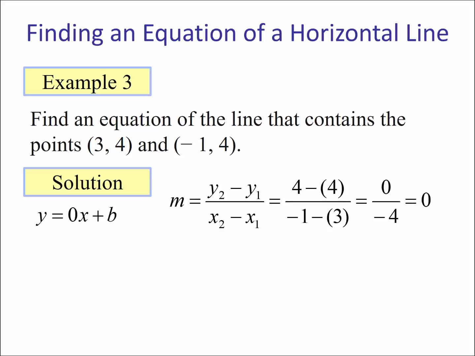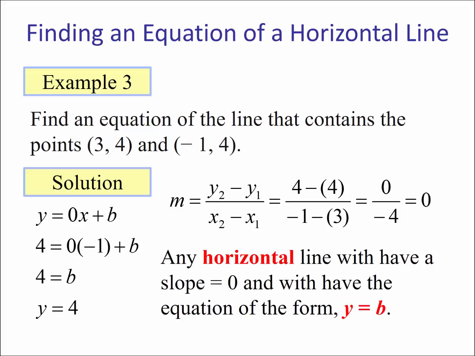Substituting a 0 in for m, our equation becomes y equals 0 times x plus b. Picking the second point, our x coordinate is -1, the y coordinate is 4, so we have 4 equals 0 times -1 plus b, which means that b is equal to 4. So our equation becomes y equals 0 times x plus 4, and 0 times any number including x is 0, so the equation really is y equals 4.